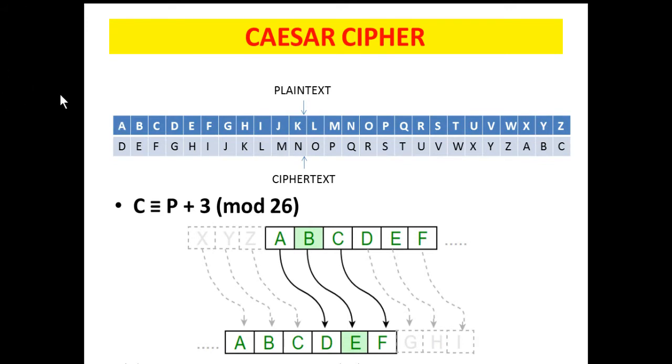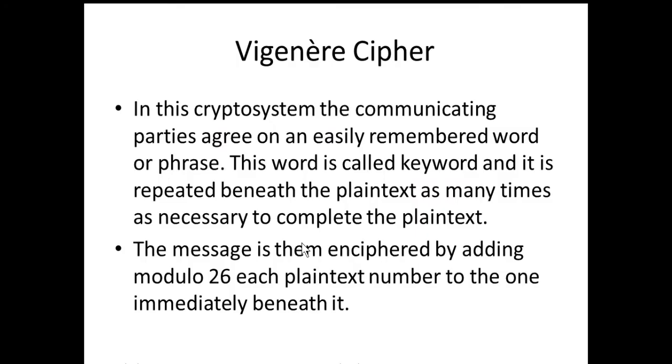So C means ciphertext and P means plain text, that's your original message. So your C is congruent to P plus 3 modulo 26, because we have numbered A to Z as 0 to 25. They are 26 in number, so we have mod 26. So C is congruent to P plus 3 mod 26. It's a linear cipher.